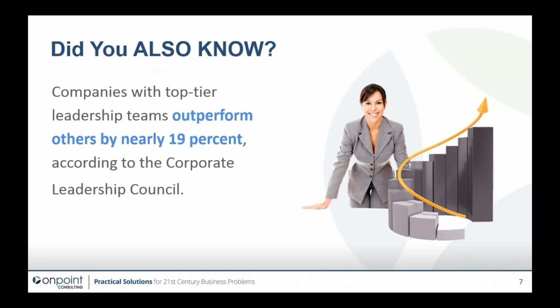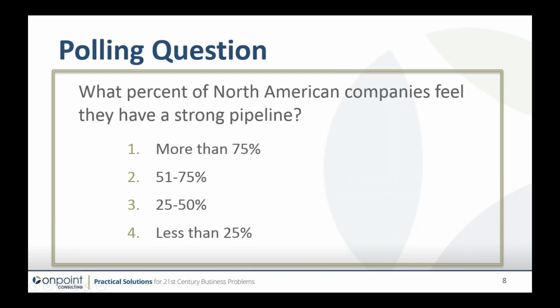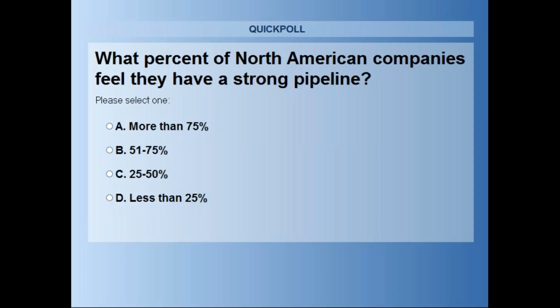So let me just check in, given what we know about the importance of identifying high potentials, developing high potentials, focusing on this critical human resource. What % of North American companies do you think believe that they have a strong pipeline? And Sarah's going to open up a polling question for you. And if you would please just select what you think, and we'll just give it a moment here for a few people to respond. And you may be surprised.